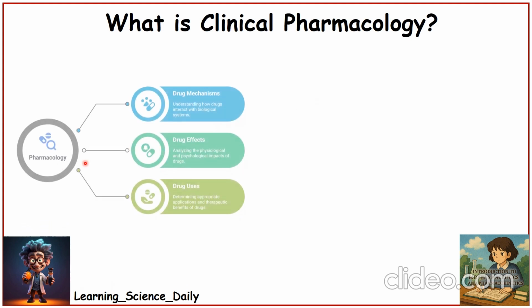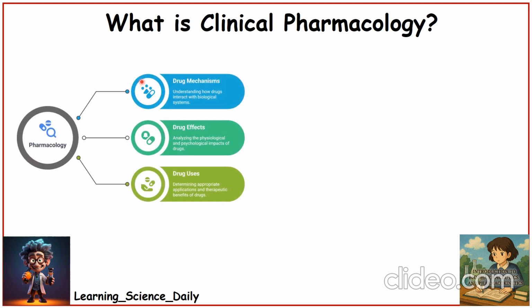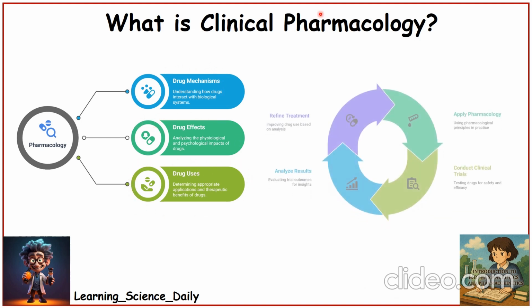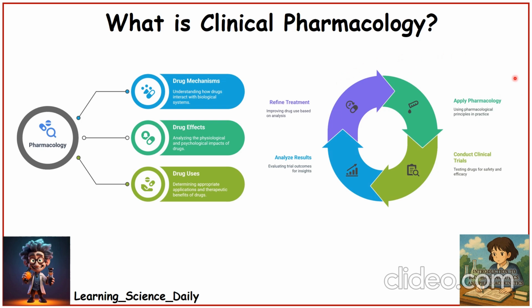What is clinical pharmacology? Pharmacology is the science that studies drugs, what they are, how they work, what they do to the body, and how they are used to treat diseases. When we apply all this drug knowledge to real patients in hospitals or during clinical trials, it becomes clinical pharmacology, the use of pharmacology in actual medical practice.